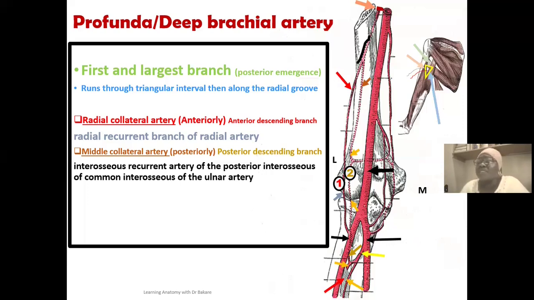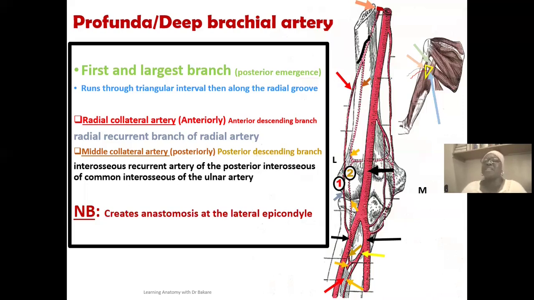The posterior interosseous is an emergence from the common interosseous, which emerges from the ulnar artery. We've tried to describe this previously in detail. So you see that we have two anastomoses created by the profunda or the deep brachial artery around the lateral epicondyle, where one is positioned anteriorly and the other is located behind. And we've tried to describe how this artery runs to create this anastomosis at the specific regions.